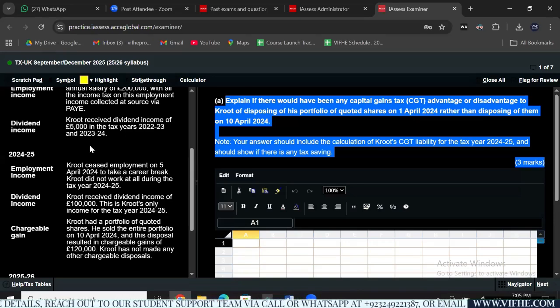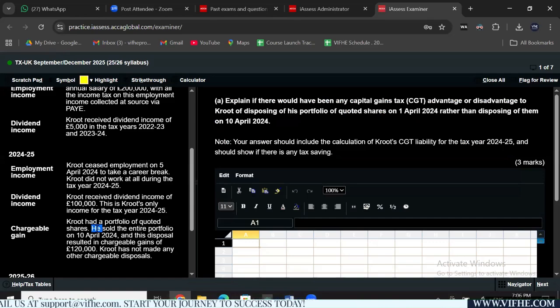Okay, so if the portfolio of quoted shares is going to be sold on 1st April 24, I need to see what the CGT liability will be. Could you see that it is said that he sold the entire portfolio on 10th April 2024, and this disposal resulted in chargeable gains of £120,000, and he has not made any other chargeable disposals.